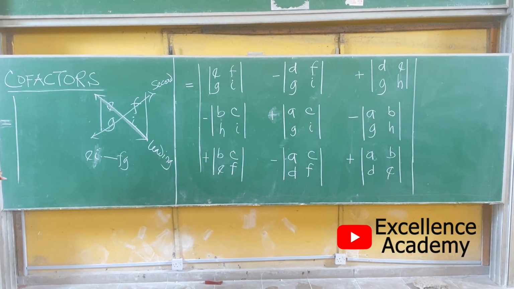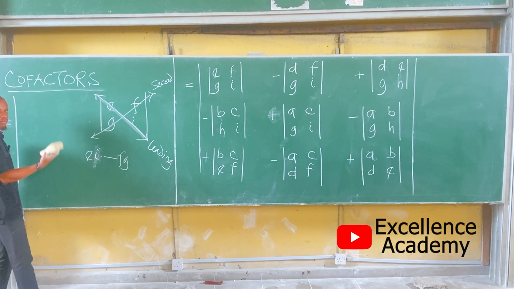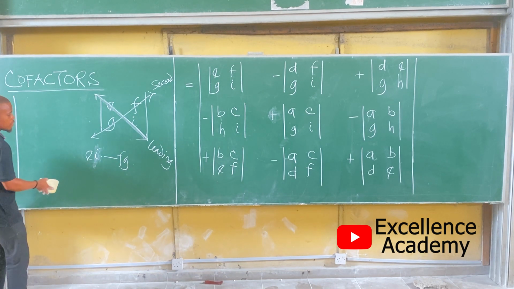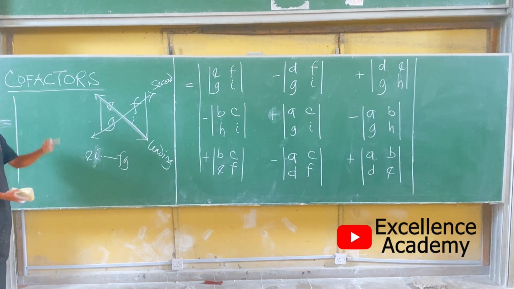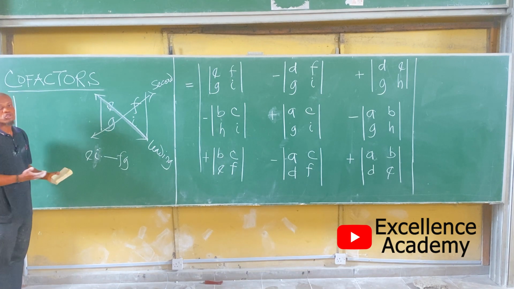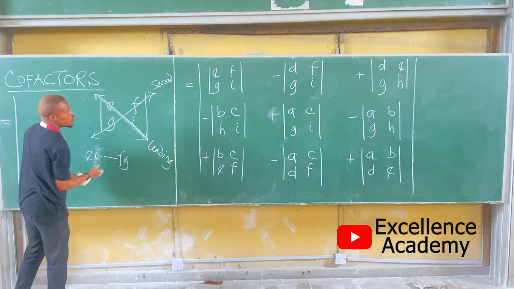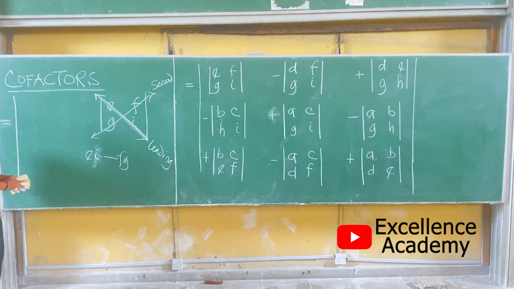I believe we still remember how to get the determinant of a 3 by 3 matrix. In our next question, we'll solve a determinant of a 3 by 3 matrix. But before that, this is how you get the determinant of a 2 by 2 matrix: the product of the leading or principal diagonal minus the product of your second diagonal.